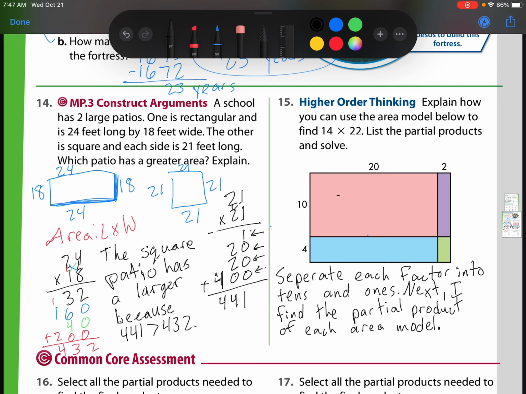10 times 20 is 200. 2 times 10 is 20. 20 times 4 is 80. And our last one is 2 times 4, which is 8. Do you remember what we do now? Yeah, that's right. We add the partial products next.